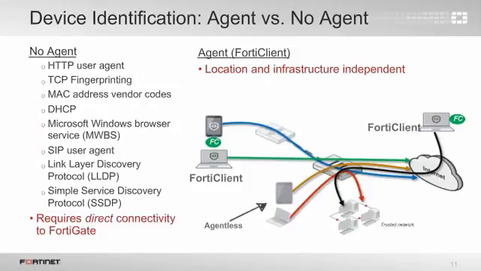There are two device identification techniques, with an agent and without. Agentless uses traffic from the device. Devices are indexed by their MAC addresses, and there are various ways to identify devices, such as HTTP user agent header, TCP fingerprint, MAC address OUI, DHCP, Microsoft Windows Browser Service, SIP user agent, link layer discovery protocol, and simple service discovery protocol.